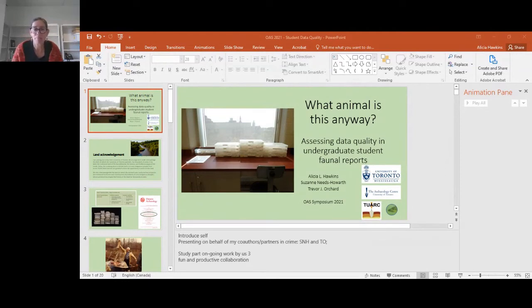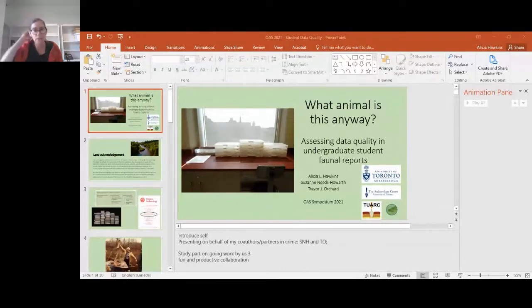I'm going to be presenting this paper, What Animal Is This Anyway? Assessing Data Quality in Undergraduate Student Faunal Reports, on behalf of myself and my collaborators, Suzanne Needs-Howarth and Trevor J. Orchard. And this is part of an ongoing fun and productive collaboration, some of which you saw an example of in the previous paper by Trevor.